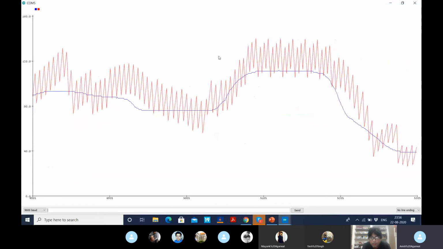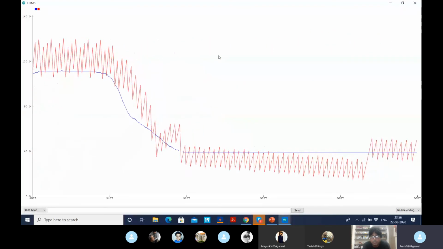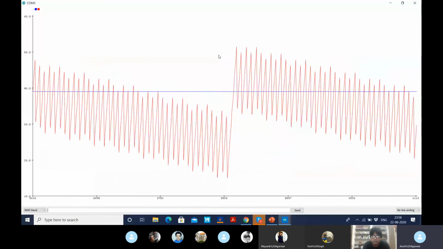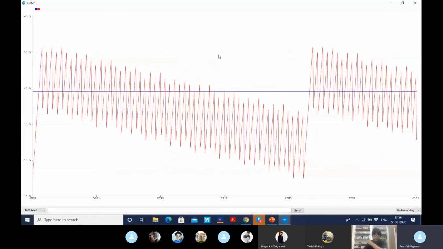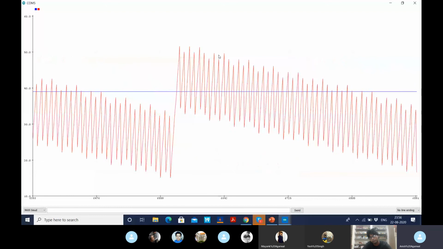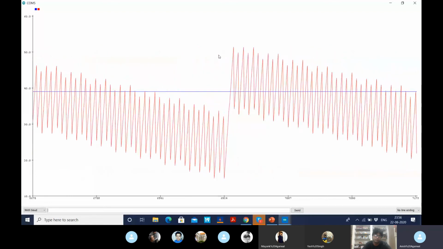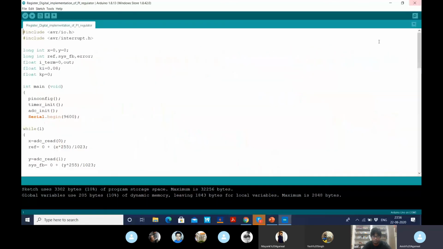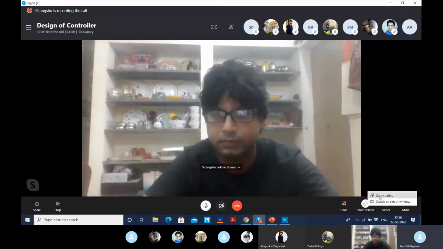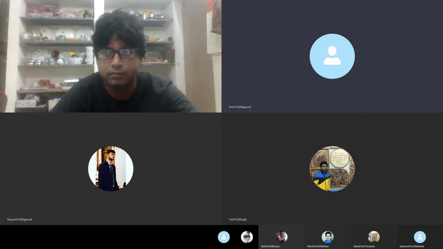Very good. What is this red fluctuation? How many counts is it going? Sir, it is going 30 to 50 counts. The reference is around 40, and the values are ranging from 30 to 50. Okay. The code is the same. Anybody having any question? Does anyone have any question?